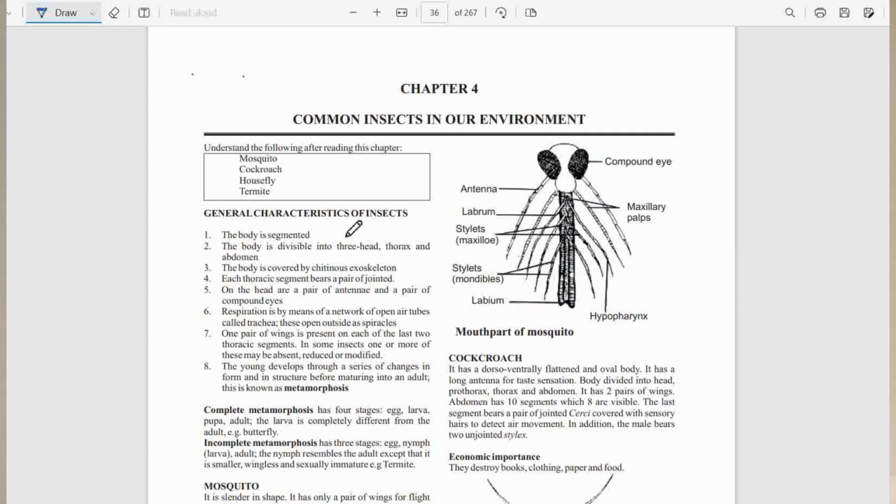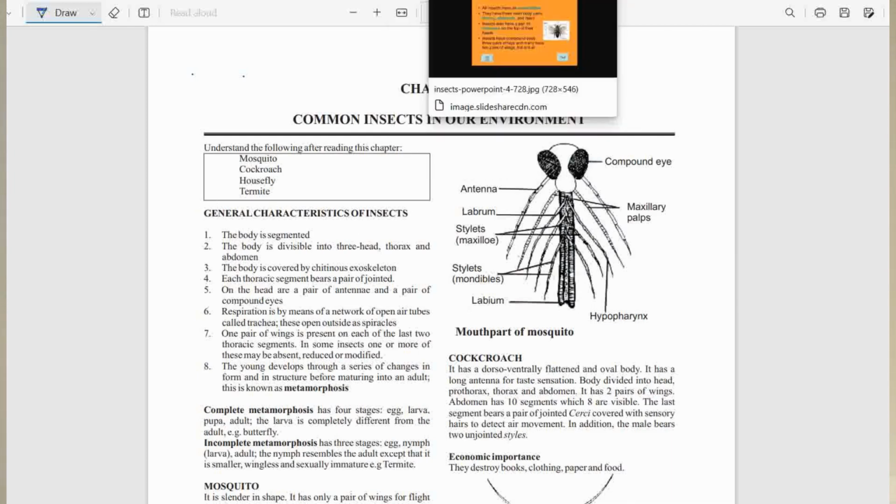Now, before I begin, we will have to take a look at the general characteristics of insects. And again, we're going to be using the book Explicit Biology, which is the guide for this preparation or this video. So, general characteristics of insects. I'll quickly go through this short slide.